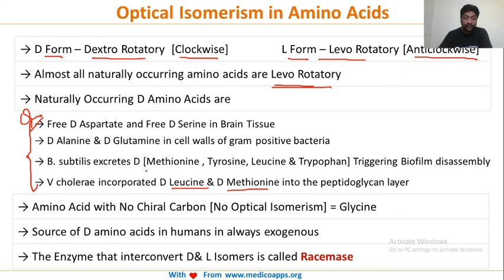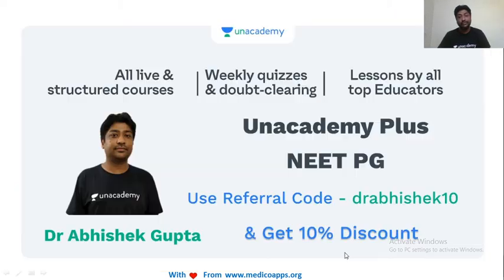The amino acid with no chiral carbon, or no optical isomerism, is glycine. Again, a very, very important MCQ. The source of D amino acids in humans is always exogenous, and the enzyme that converts L and D isomers is called racemase. Again, it's a very important MCQ.